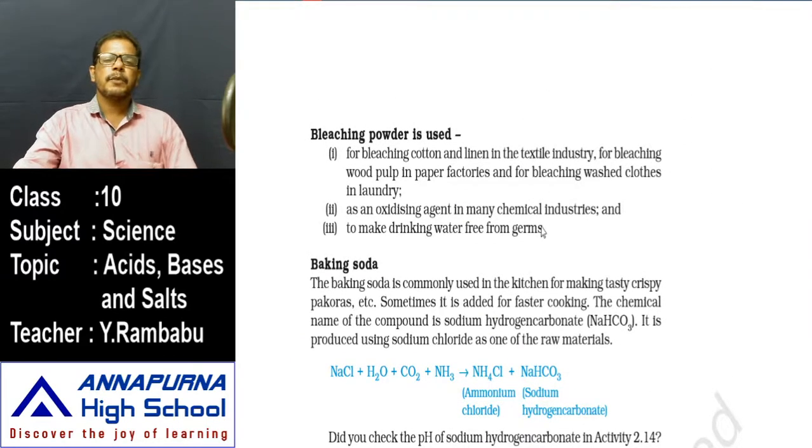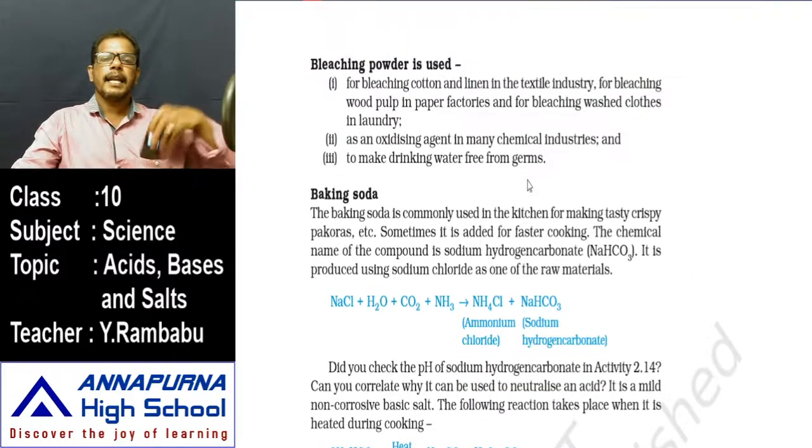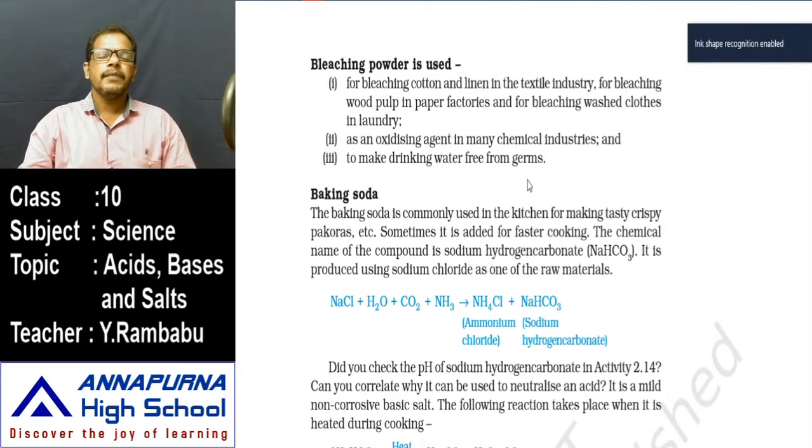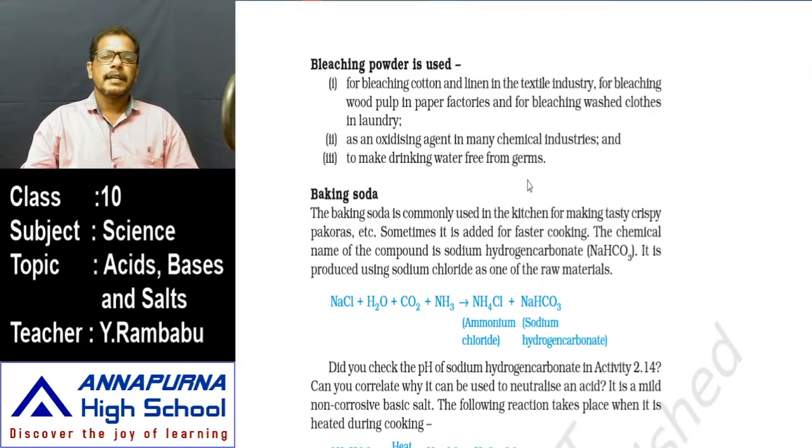Next, how is this bleaching powder used in our daily life? It is used as a disinfectant to kill germs in water, and for bleaching action in the cotton and linen textile industry. In textile industries, fiber is woven into fabrics. Whenever raw material is taken, some color is there. To remove that color, bleaching powder is used in the textile industry.